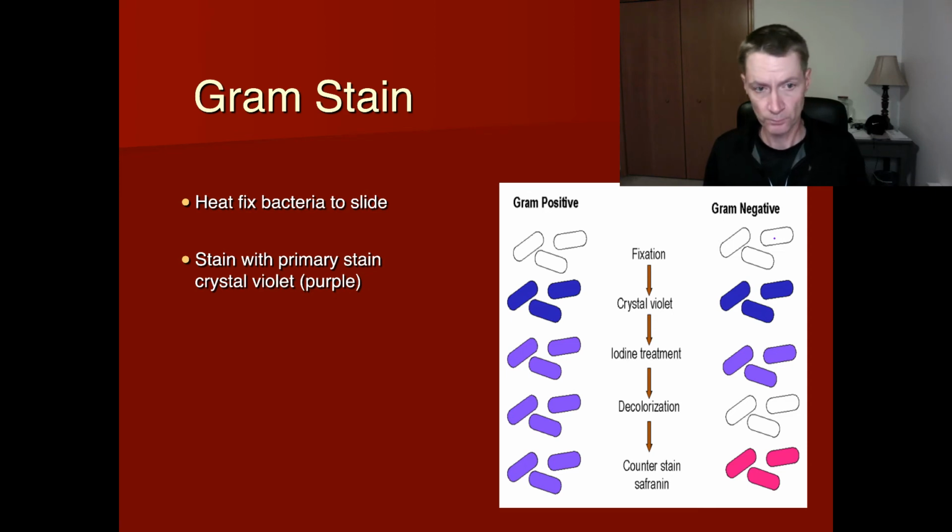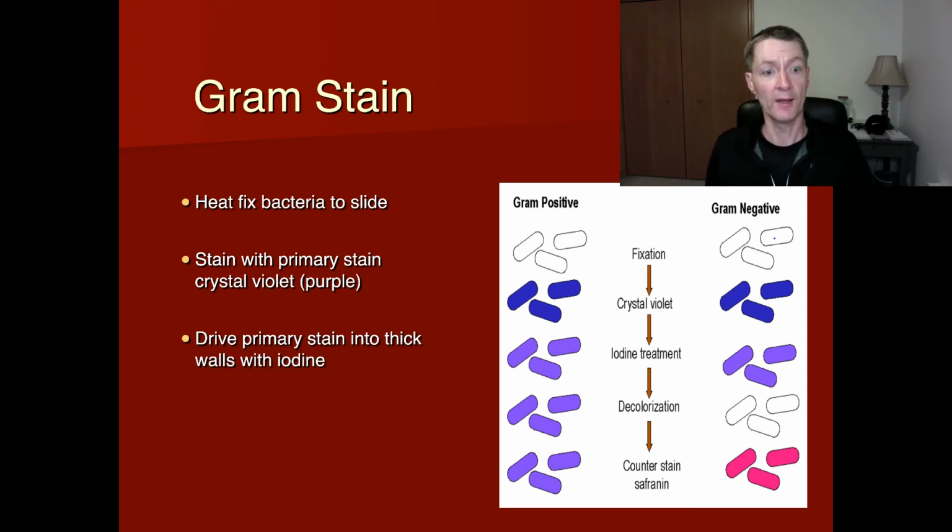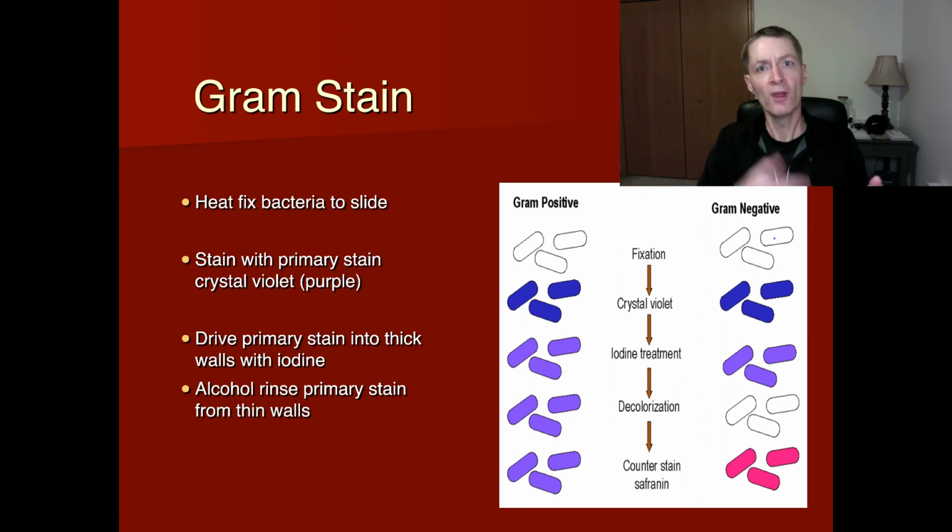Okay, so after this is applied, you're going to have purple on all cells, as long as they have a peptidoglycan wall. The next thing we would do is apply a mordant called iodine, or Gram's iodine. What Gram's iodine will do is it will actually kind of fix the crystal violet extremely to the thick walls, okay? It's not going to come free from those thick walls very easily once iodine is applied.